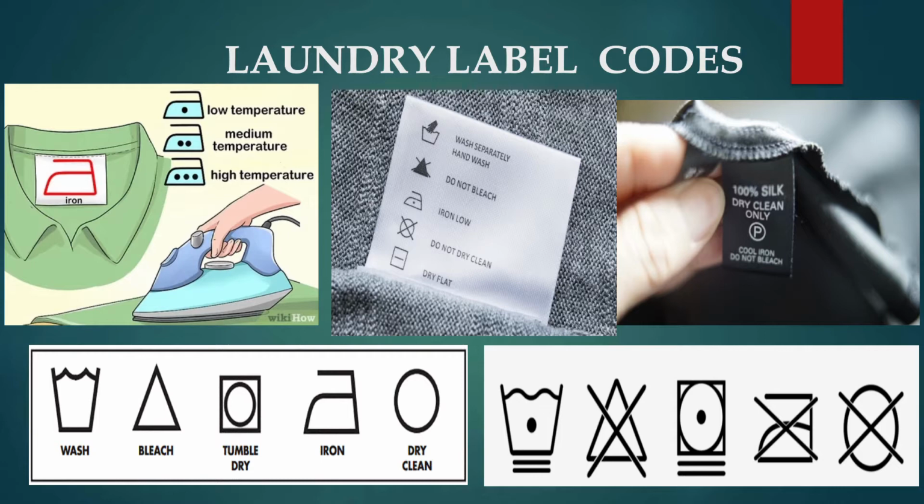What do these indicate? Okay, children. You are just looking at the slide. Here, if this particular label code is there, it is for washing, right? And if a triangular shaped label is there, it is for bleach. This stands for tumble dry. This label stands for ironing, and this circle stands for dry clean.